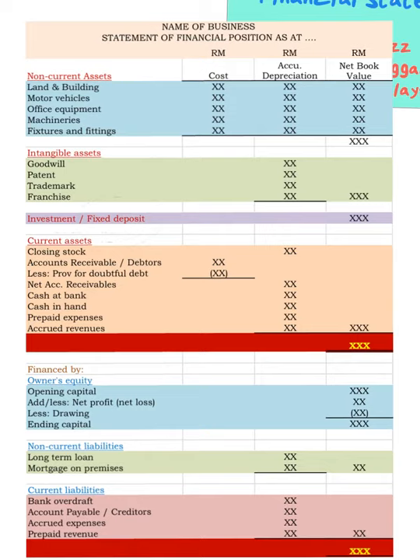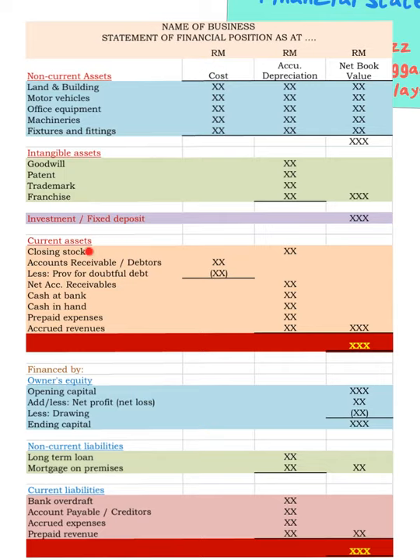And the last one is the current asset. For the current asset here, we have closing stock.